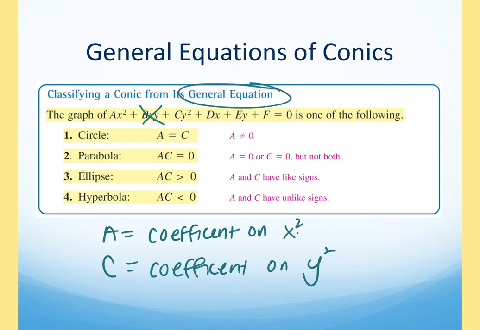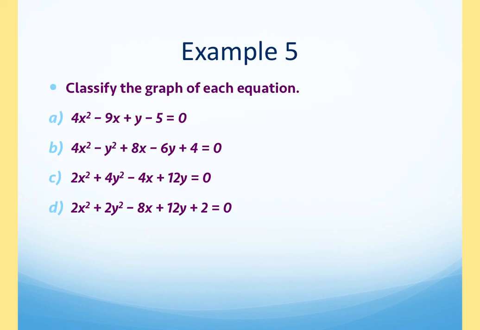If their product is greater than 0, or positive, it is an ellipse. Think about it: an ellipse has a positive sign in between. And if their product is negative, then it's a hyperbola. Think about it: it has a minus in between. So this is how you can classify your conic from the general form before it's even in standard form.